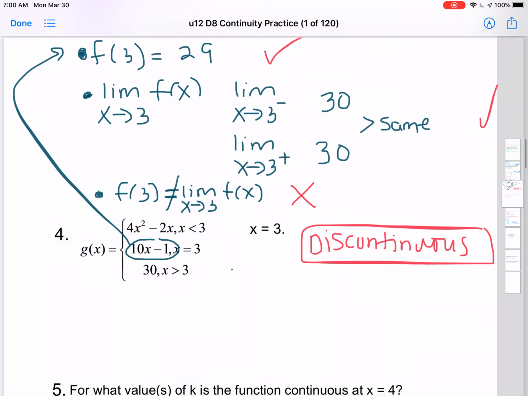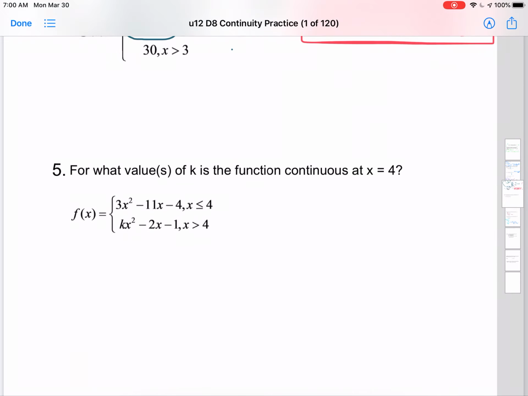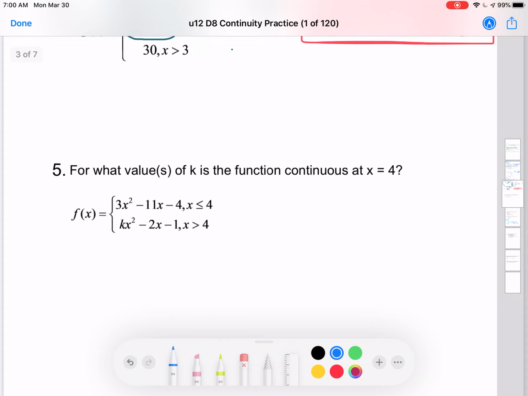Okay, and the next thing we're going to do with continuity is I'm going to give you a piecewise function, but we're going to have a variable in there that we need to find. It says for what values of k is the function continuous at 4? So this is an example now where you guys have to make it continuous. Okay, so remember how to make it continuous?